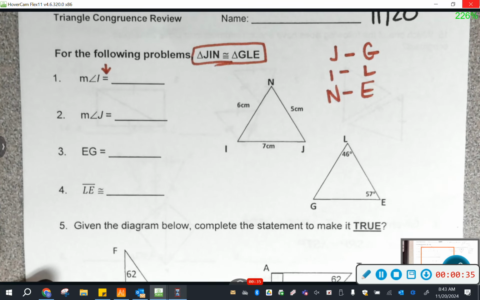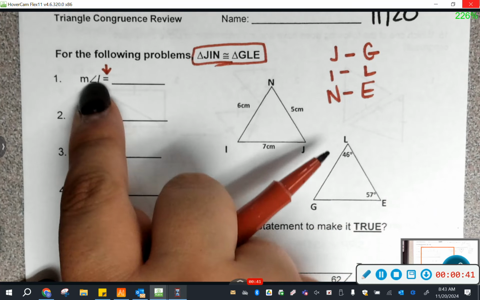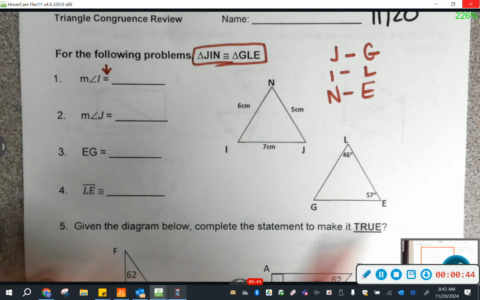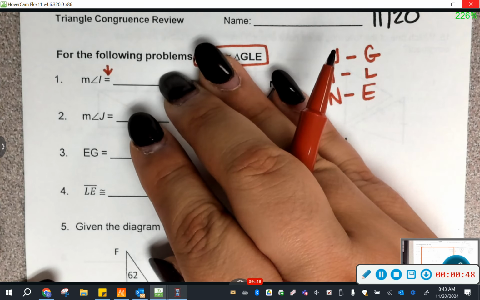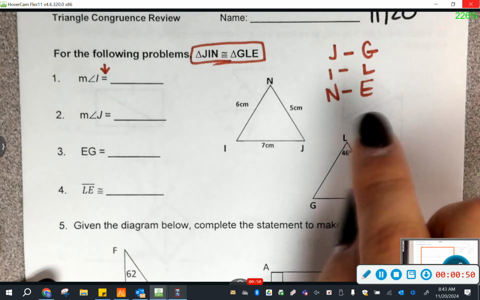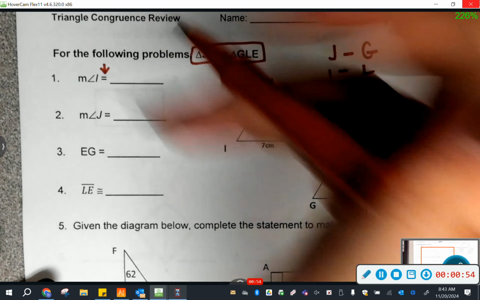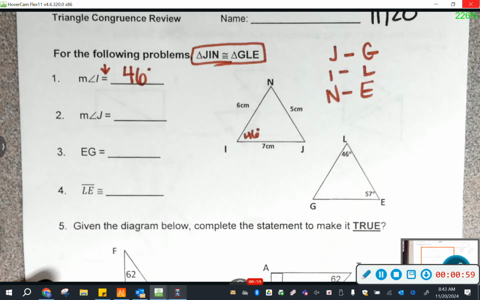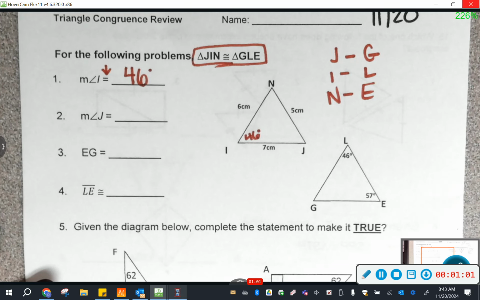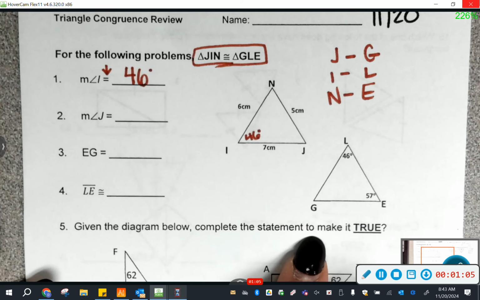By the way, your test is all multiple choice except the proof. So make sure you choose the right number. We're not looking at the picture. What does I go with? L. I goes with L. Now you can look at the picture. What is L? 46. So 46 degrees is my answer for I. Do you see how you might have thought it was G if you were looking at the picture?